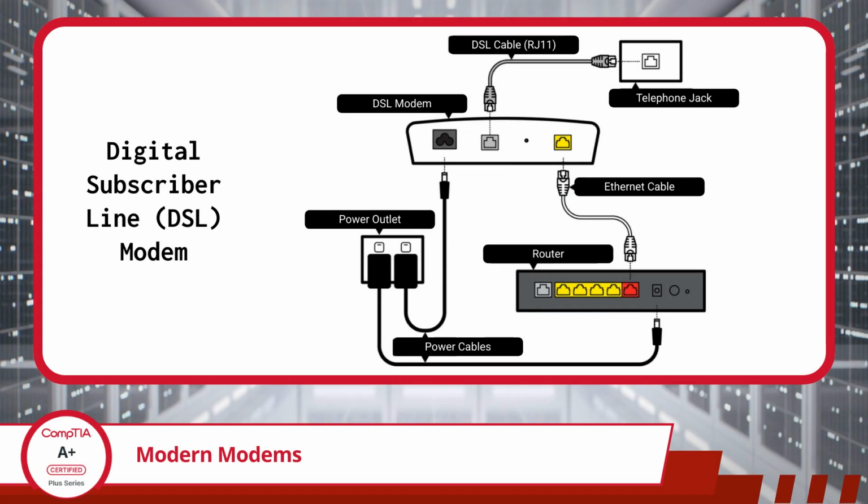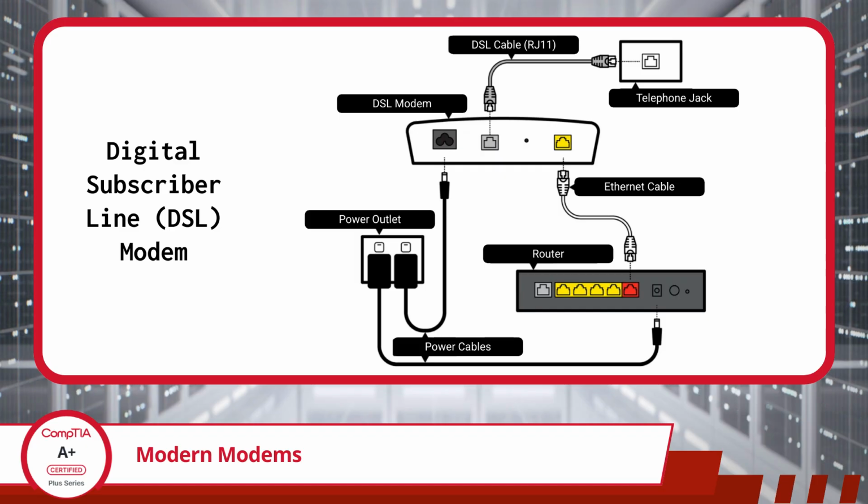Next, we have a digital subscriber line, or DSL modem. DSL uses a separate frequency band on a traditional phone line for internet data transmissions, so you can use the internet and phone simultaneously. The DSL modem modulates internet data into high-frequency signals for transmission over the telephone lines and demodulates incoming signals back into a format that your computer or network can comprehend.